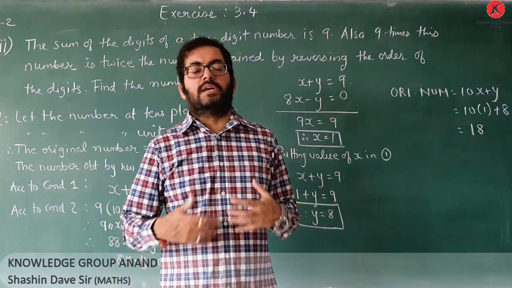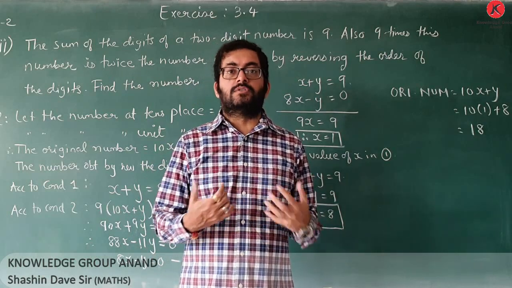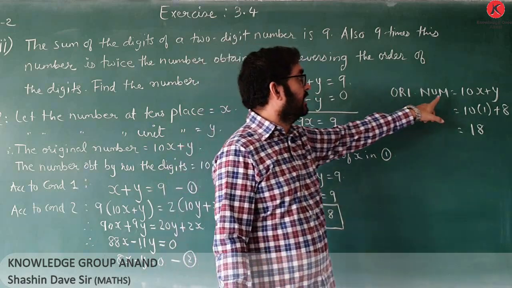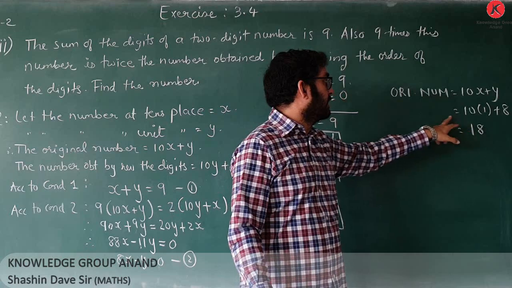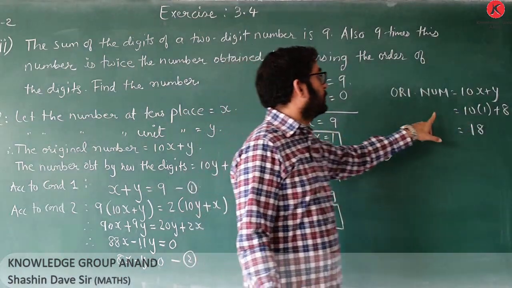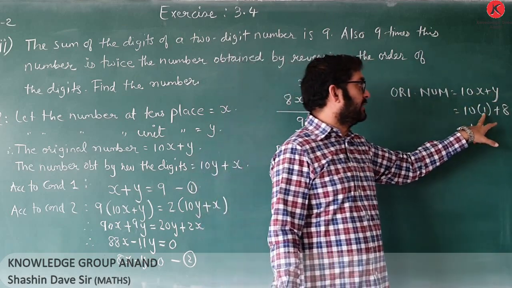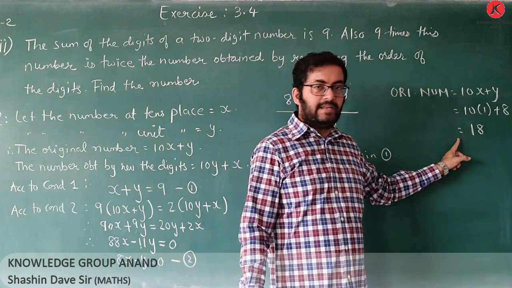Again, many enthusiastic students will consider that the sum is over here, but the sum is not over. You are asked to find the original number, and the original number is represented as 10x plus y. So 10 into what is the value of x? The value of x is 1. So 10 into 1 plus y. What is the value of y? 8. So 10 ones are 10 plus 8. That means the original number is 18.